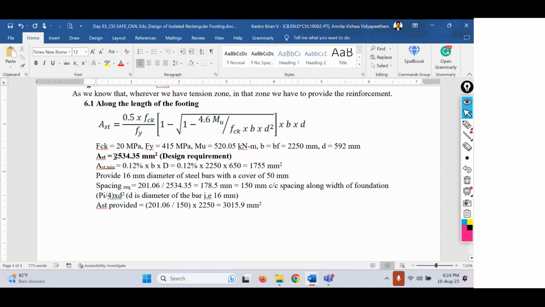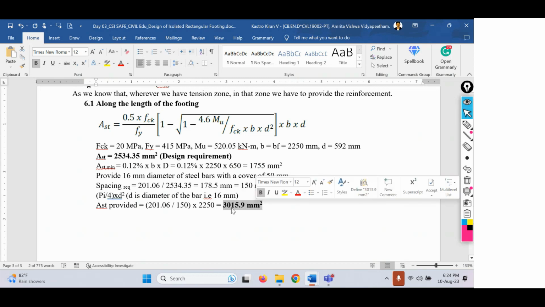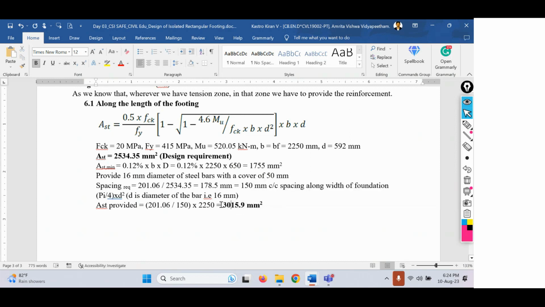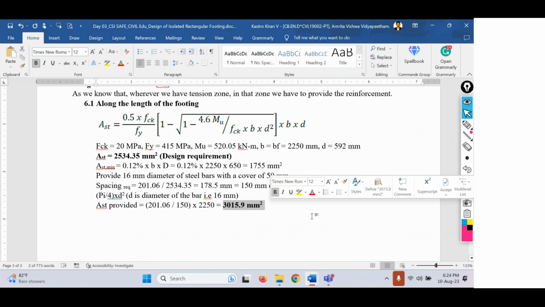So what is the requirement? The requirement is 2534. How much are we providing? We are providing 3015.9, you can say 3016 mm square of reinforcement. So it will be safe, there won't be any problem. But by any chance, if you increase the spacing value, then obviously this value will decrease. The more the spacing, the fewer bars are required. Therefore, when there are fewer bars, obviously the total area of the steel will also be reduced.